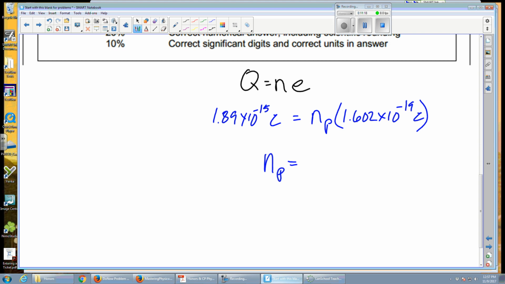I use 1.602. If you look, your book uses 1.6. I don't know. I like the 02. It's personal.